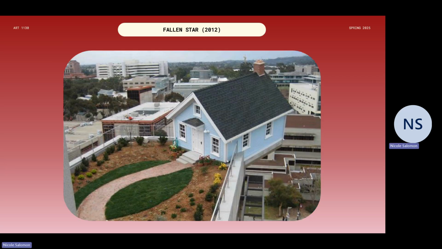So this is Fallen Star. It's one of his most famous works. Basically, he constructs a house on the ledge of a roof of an engineering building on a school campus.